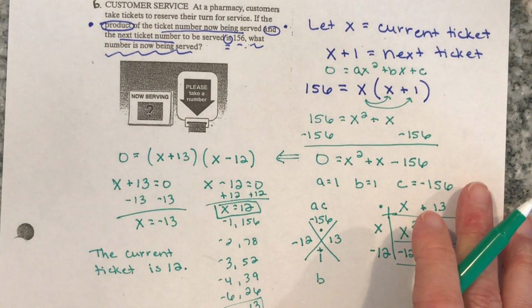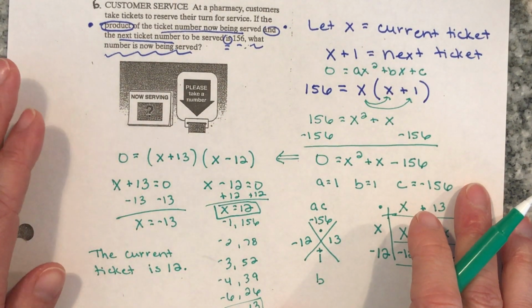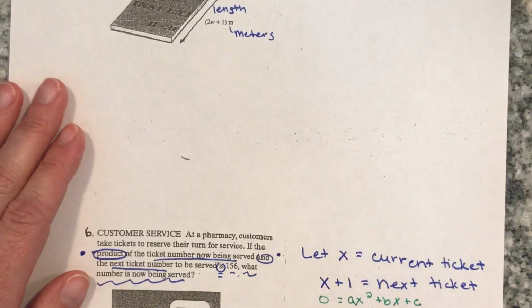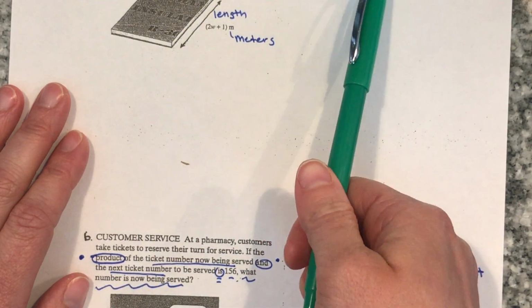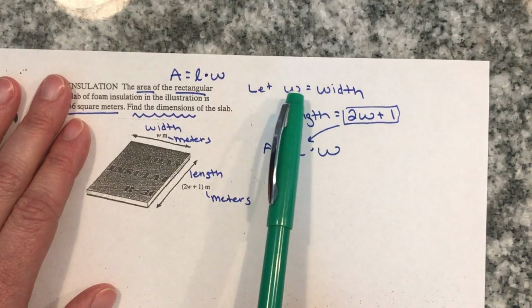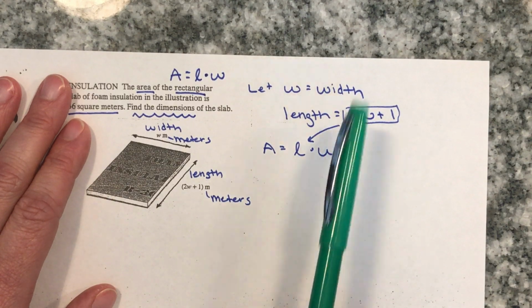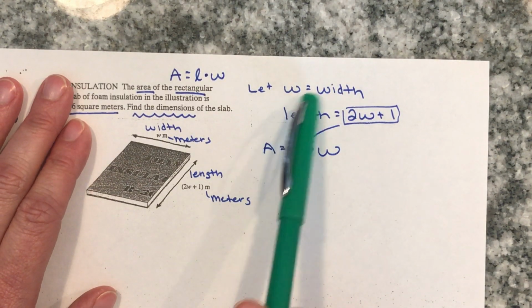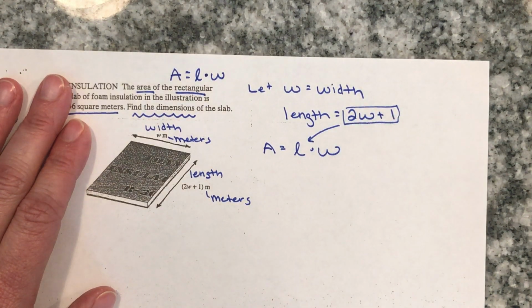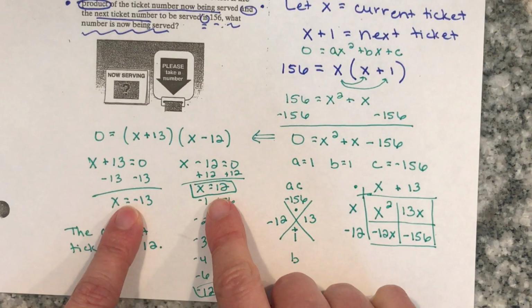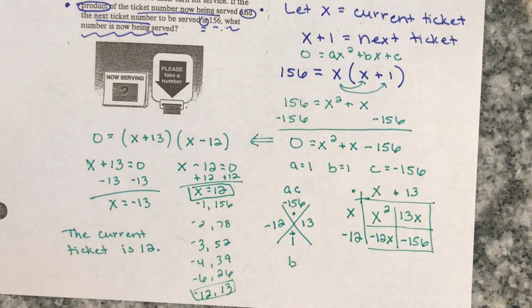So as you work through number 5, and it asks you to come up with the dimensions, you'll need a width and a length. Once you come up with your width, you can take that number and plug it in and do 2 times that plus 1, and you'll have your length. It's not necessarily the two numbers you get after you're done solving. Only one of these is my actual answer.